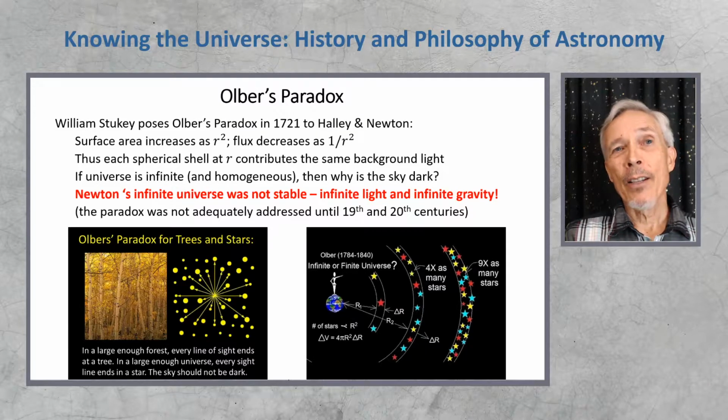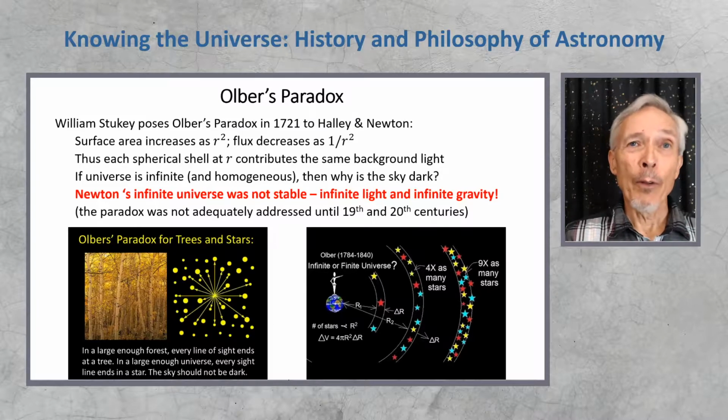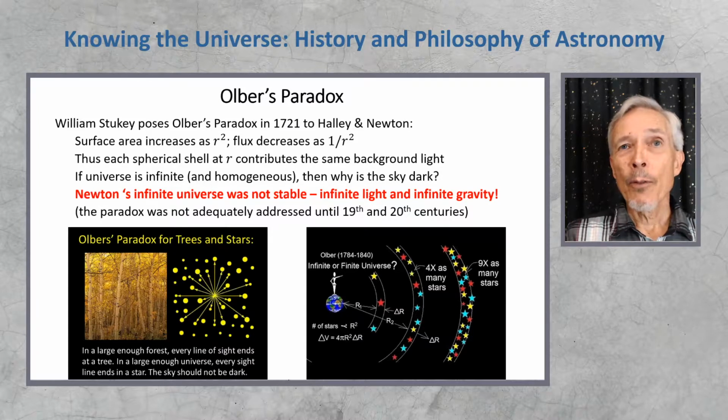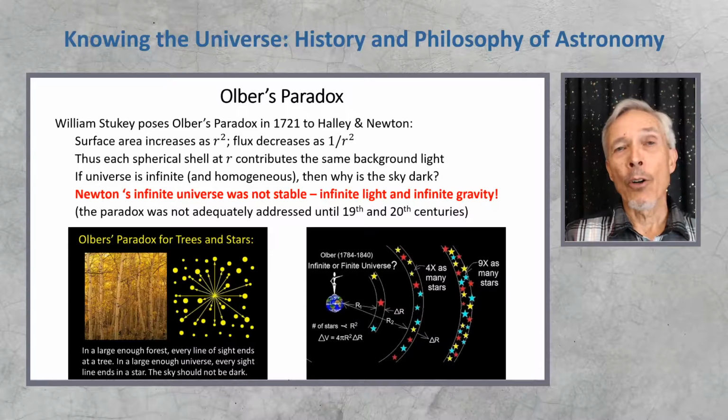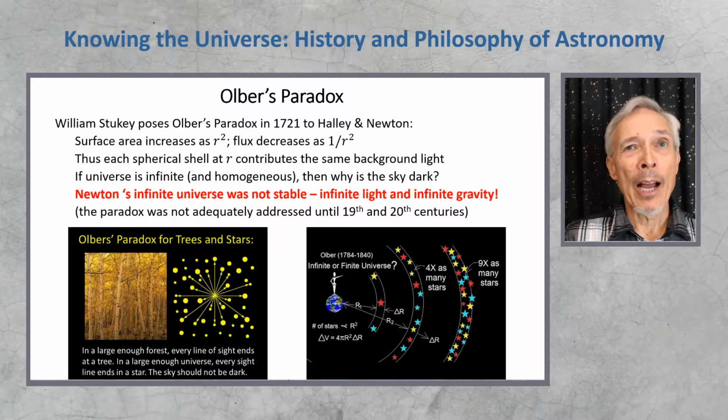Newton recognized another issue, that in his infinite universe, this universe was not stable. According to Olbers, it had an infinite amount of light, which made no sense. The night sky is dark. But also, it has an infinite amount of gravity, because gravity works the same way. It goes down as the square of the distance, and then there are more and more objects as you go further out, so the total amount of gravity is infinite. Newton did not know how to resolve this issue. In fact, it was not fully resolved until the 20th century.